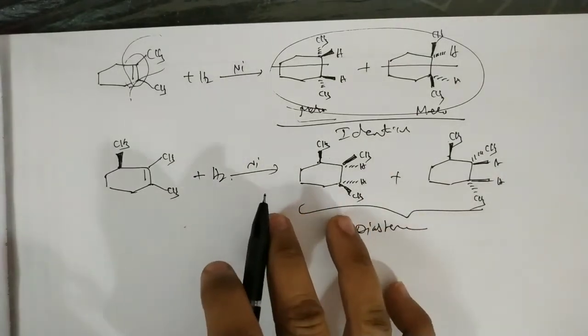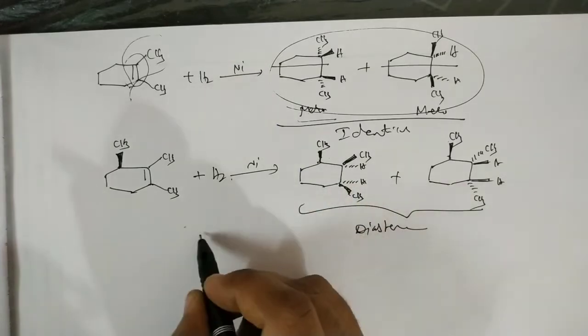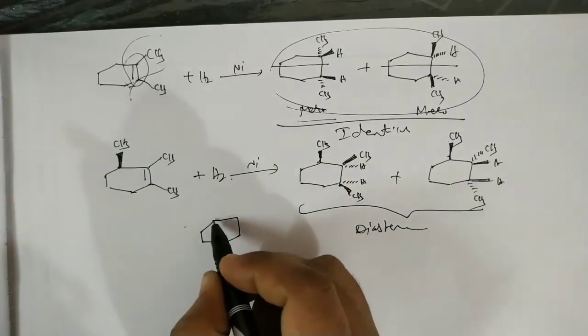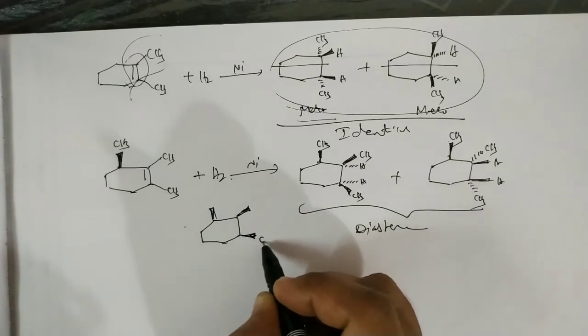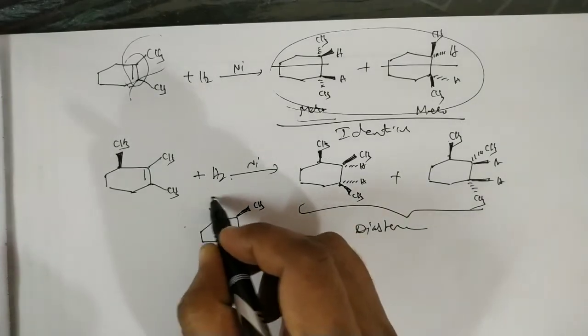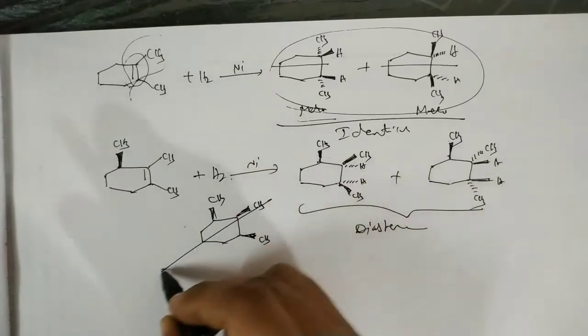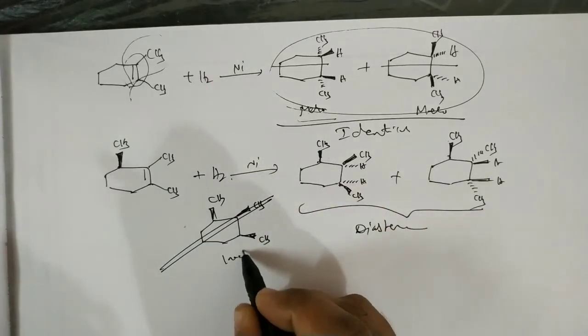So here you can see, carefully, this compound I am writing like this. This one is above the plane, this one is above the plane, this one is above the plane. All methyl groups are above the plane in this case. So this compound has a plane of symmetry, so it is an optically inactive compound.